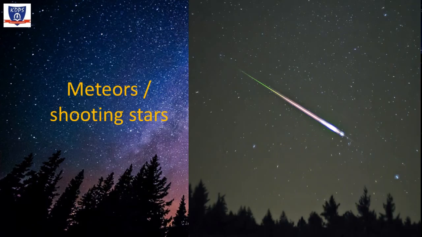You might have also seen some bright streaks of light in the night sky. They are called meteors or shooting stars.